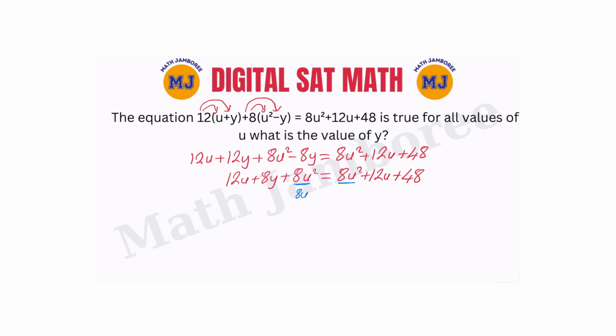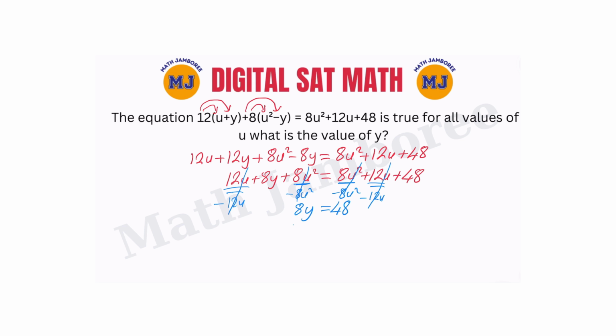I'm going to take away 8u squared from both sides, so these will be canceling. Same thing with the 12u, because if I underline twice, you will see that if you take away 12u, because you have the same thing on each side of the equation, you can just get rid of them. And what do you end up with? 4y is equal to 48. So now it's so easy.